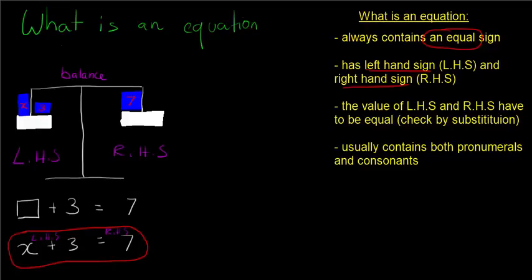We also know that the value of the left-hand side has to be equal to the value of the right-hand side, right? So we can check that by substitution. I'll talk about that in a future video. But we know that both the left-hand and the right-hand side have to be equal.